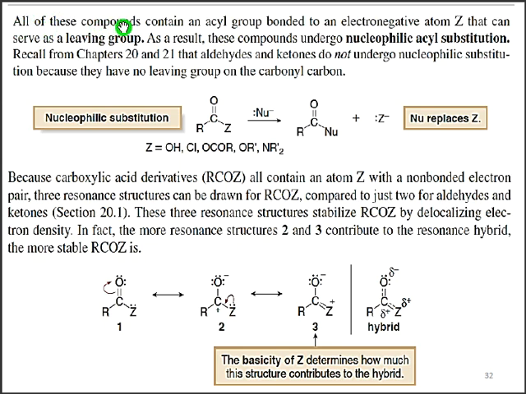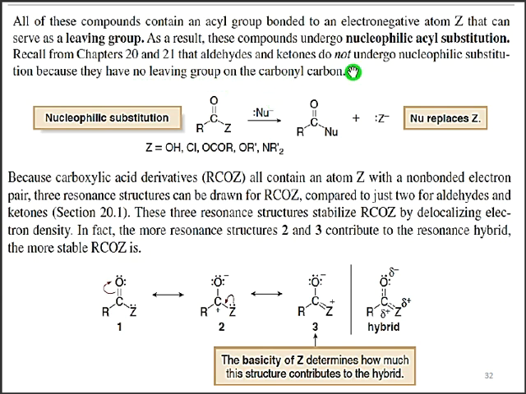All of these compounds, I mean all the carboxylic acid derivatives, contain an acyl group bonded to an electronegative atom Z that can serve as a leaving group. As a result, these compounds undergo nucleophilic acyl substitution. And if you remember, we said aldehydes and ketones don't undergo nucleophilic substitution because they have no leaving group on the carbonyl carbon.